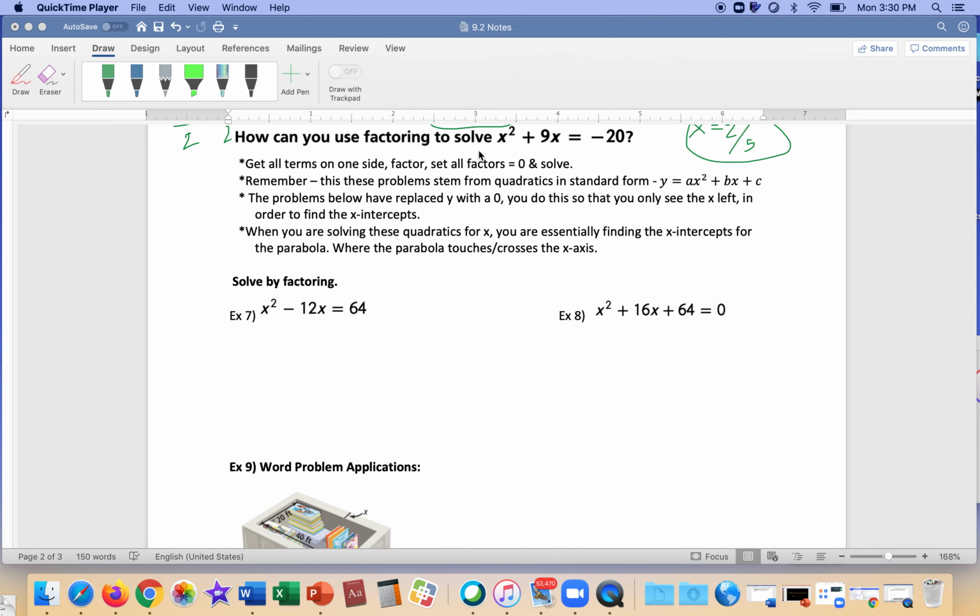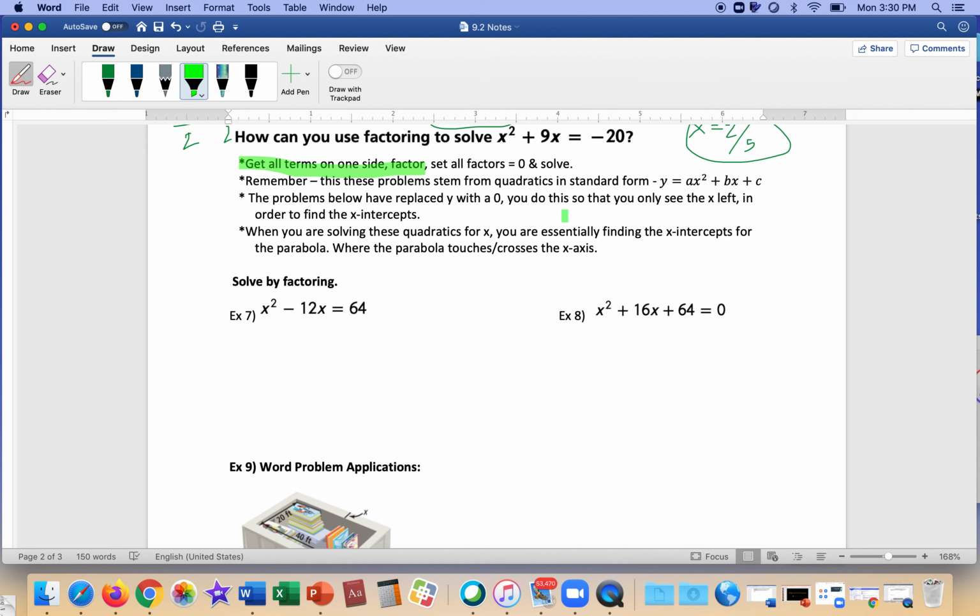That's what we were doing for the last three. It was already set up. It was factored, and then we just set them to 0 and solved. So for the last set that we just looked at in the last video, get all terms on one side and factor, that was already done for us. And all we had to do is then set them to 0 and solve to get our answers.